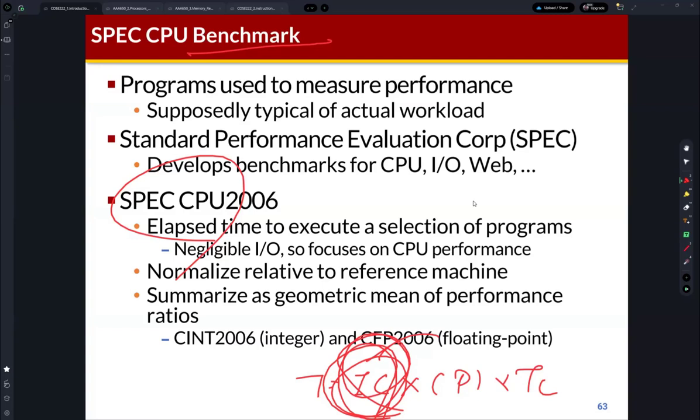So we just compare the performance, which means X is faster than Y, so many times faster. That's how we measure the performance. And then we use benchmark applications for measuring the performance. These are standardized applications.